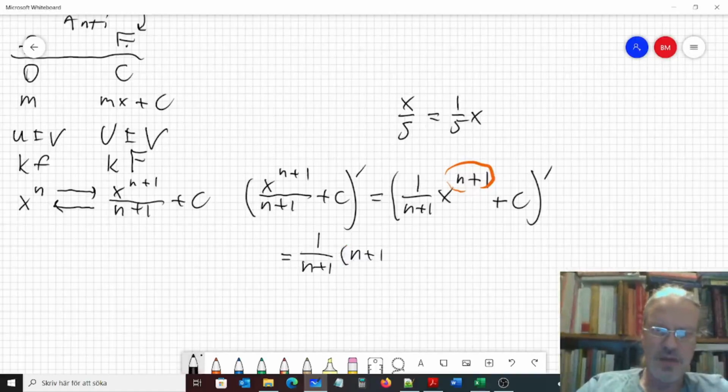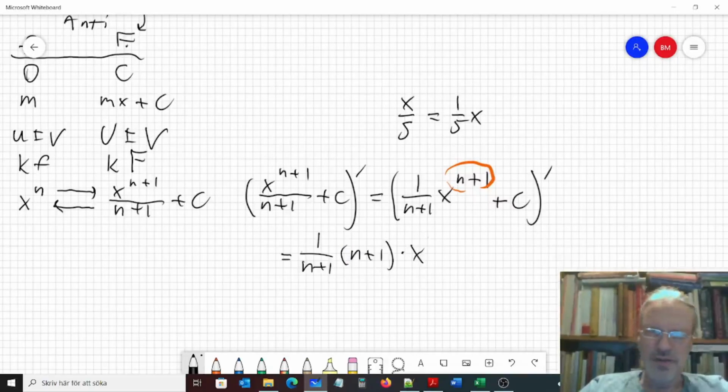N plus 1. And then times x to the power of, and I take the exponent and subtract 1, and that will just give us n left. And secondly, since we can take the derivative separately, the derivative of a constant is 0, so that will disappear. And we can see that these two will cancel, and that will leave us with x to the power of n, exactly as we would expect.